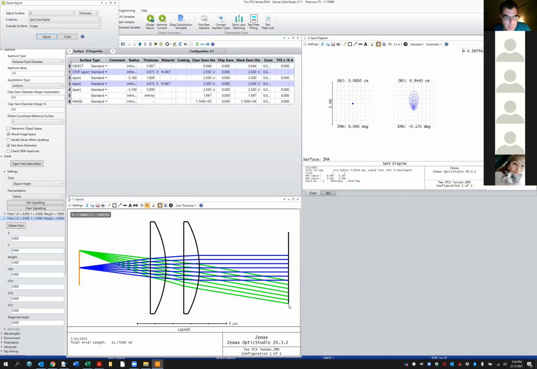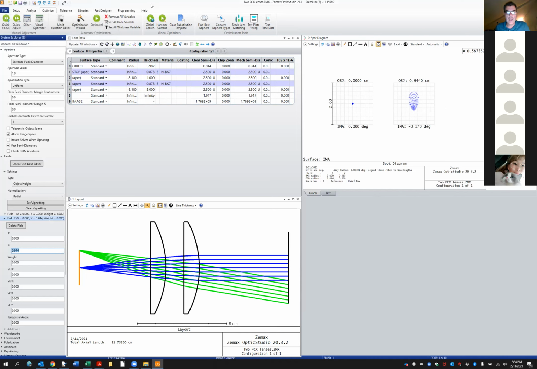I mean, let's just measure some things. I'm going to go to annotate mode. All right, so I'm going to go to text. Let's see here. In Zemax, I'm in annotate mode, so that's not going to work. Okay.